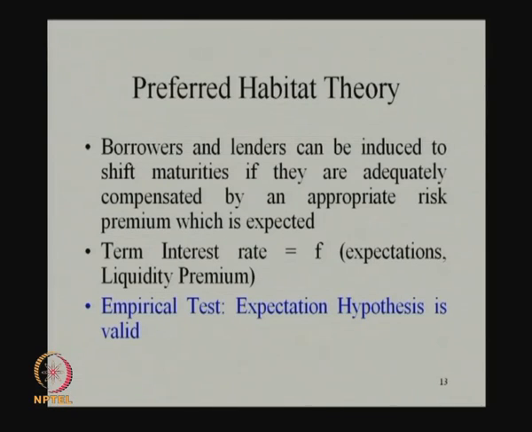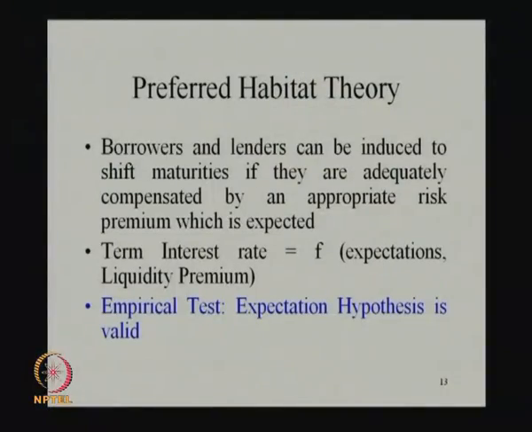Preferred habitat theory, what it says, what I told you just now: an investor who wants to invest for 5 years cannot convert it into 10 years, or the investor who wants to invest for 10 years cannot convert to 5 years, but they can be converted. When can they be converted? When a good amount of compensation, a good amount of premium, is given to them. If good compensation is given, then maybe there is a probability that the investor may change their attitude and move from one investment horizon to another.